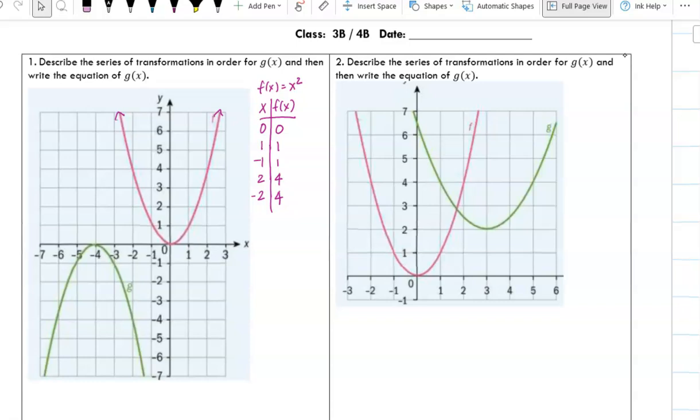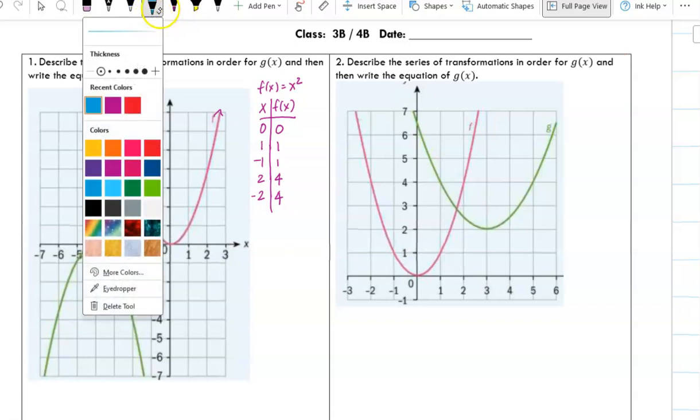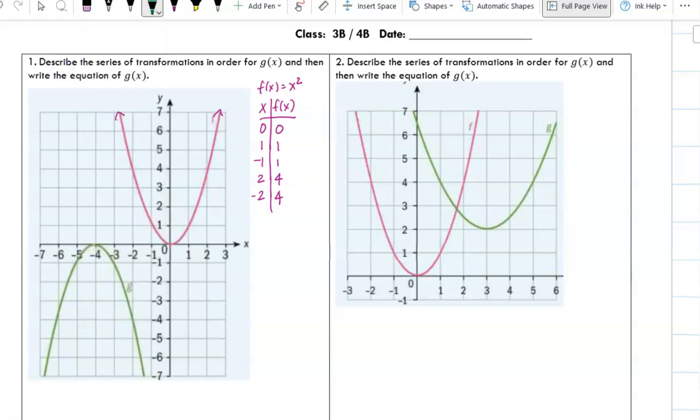I'm going to write it, and I'm getting rid of this purple. Man, what is up with the purple? You're green. I like green better.